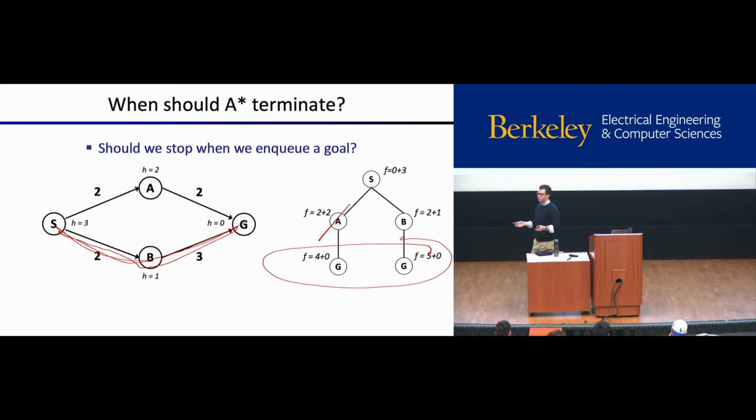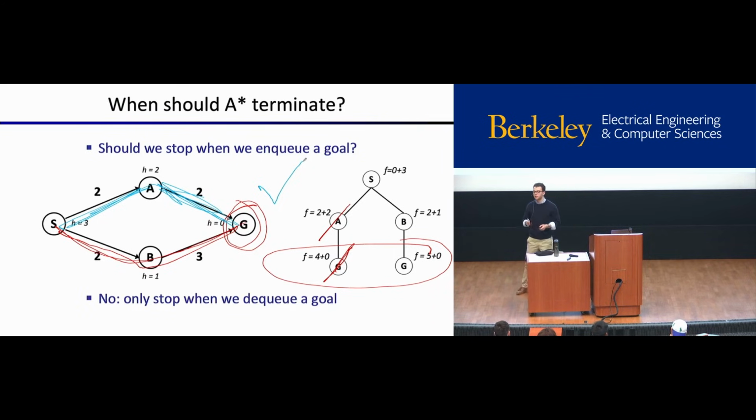And now we have to continue our algorithm. We have to expand one of these 2 G's. Which one do we expand? 4 plus 0 or 5 plus 0? 4 plus 0. Great. So we expand this one. And now that we've expanded the goal, now that we've dequeued the goal, we've taken it out of the frontier, out of the fringe, now we can stop the search. Now we say, okay, now I have a goal. And by the way, this plan is optimal, right? Now I'm going over here. 2 plus 2 is 4. Check. Declare victory. We move on. That's great. So only stop when we dequeue a goal.